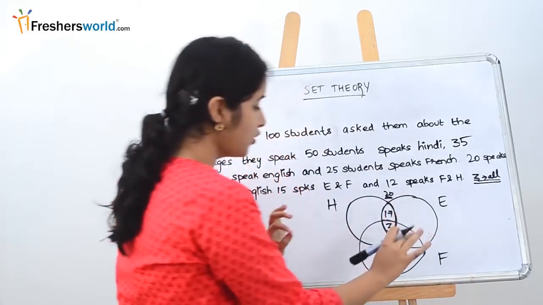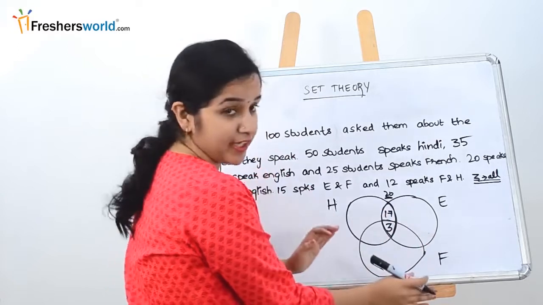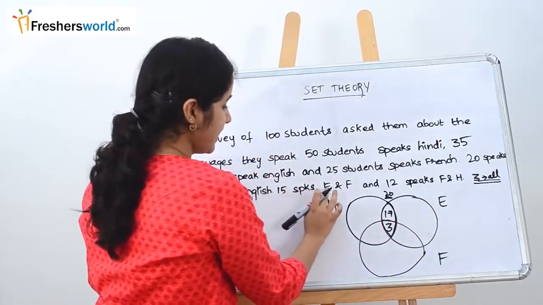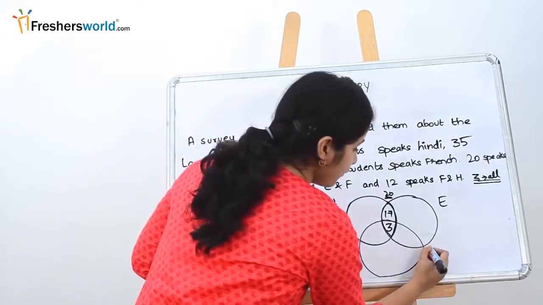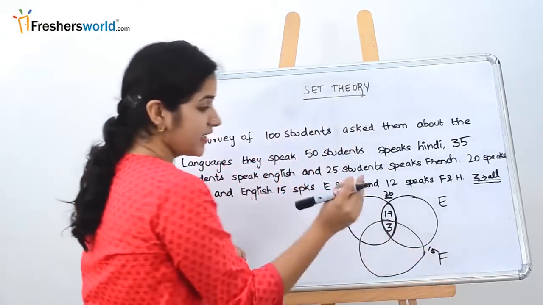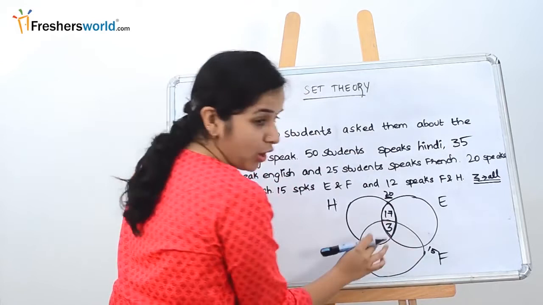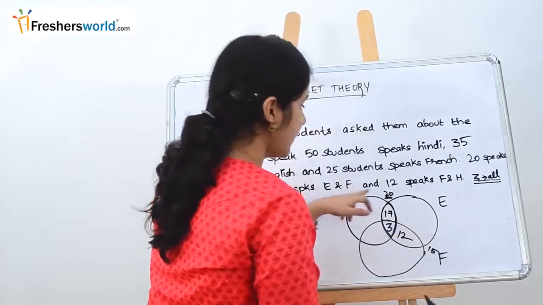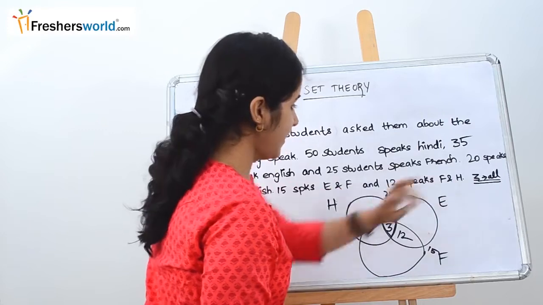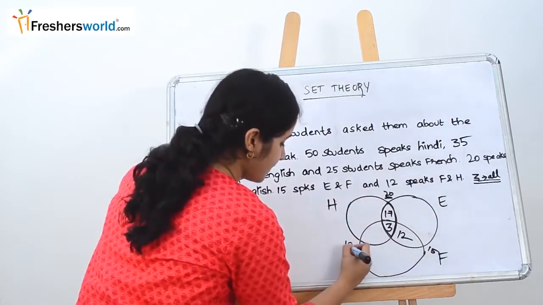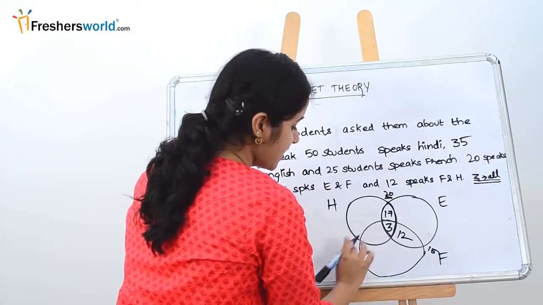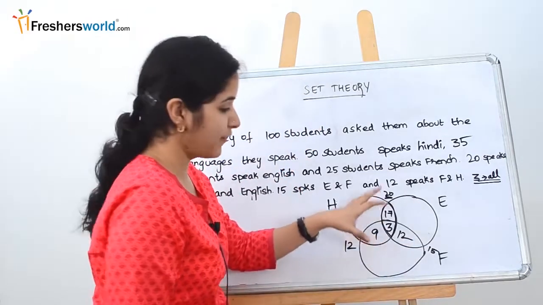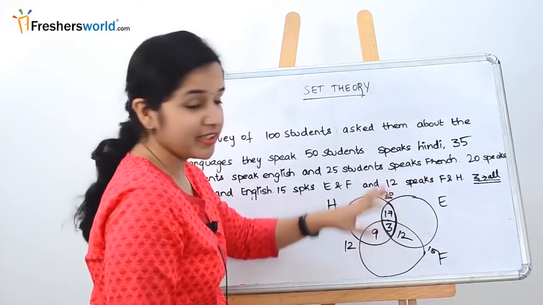Similarly, we are going to do it for Hindi and French and English and French. 15 speak English and French. We already have the common number as 3. So 15 minus 3, which is 12. Next, 12 speak French and Hindi. We know the common one is 3, so 12 minus 3 is 9. So from this we have also found the 2 common intersections.